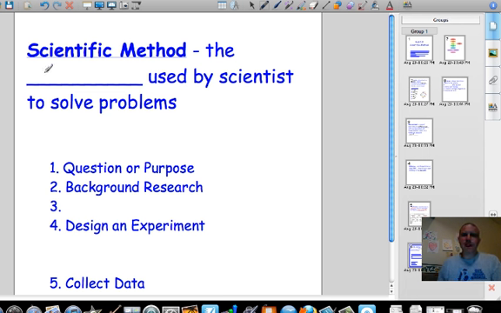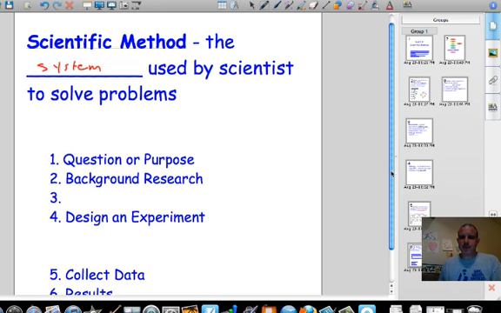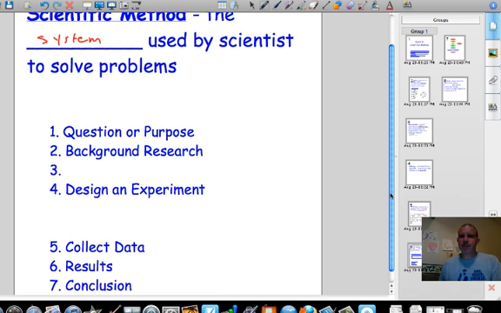So the scientific method overall is the system that is used by scientists in order to solve problems. And that system is the same regardless of the discipline of science, and that method is also used in a variety of different job applications. So the first thing we know is that we have a question or a problem. What are we trying to figure out? We want to have some background information in order to know where we want to start looking at this.